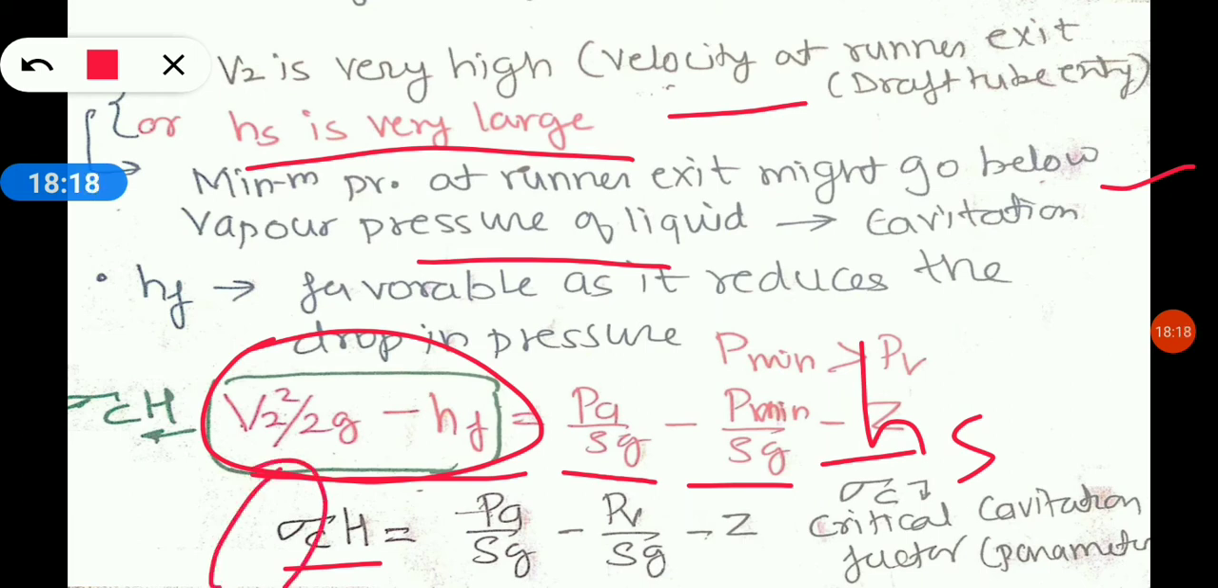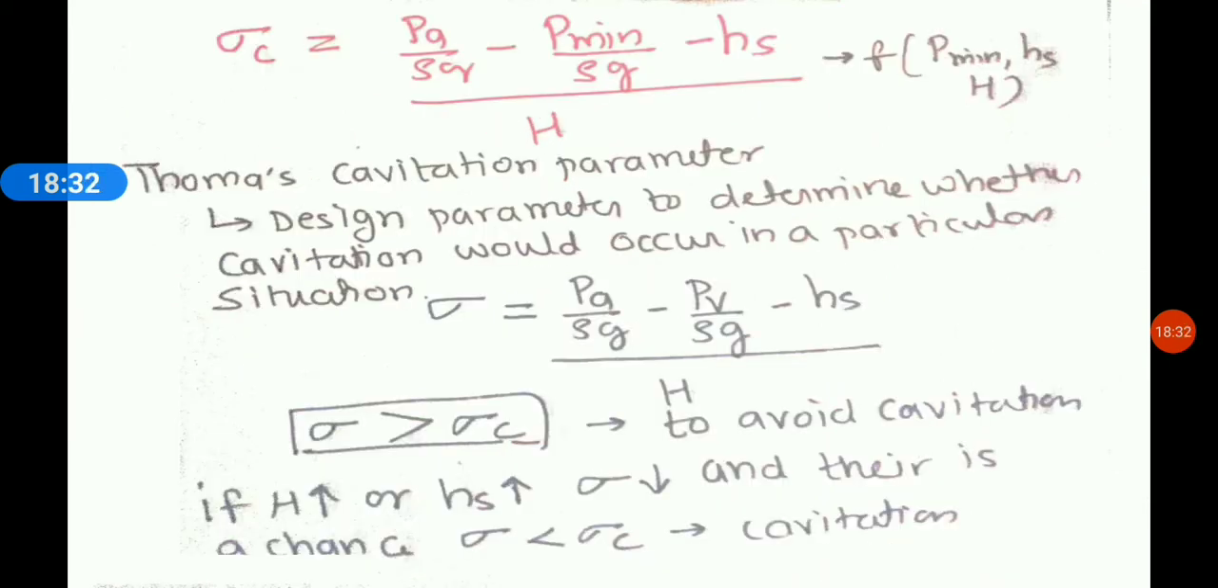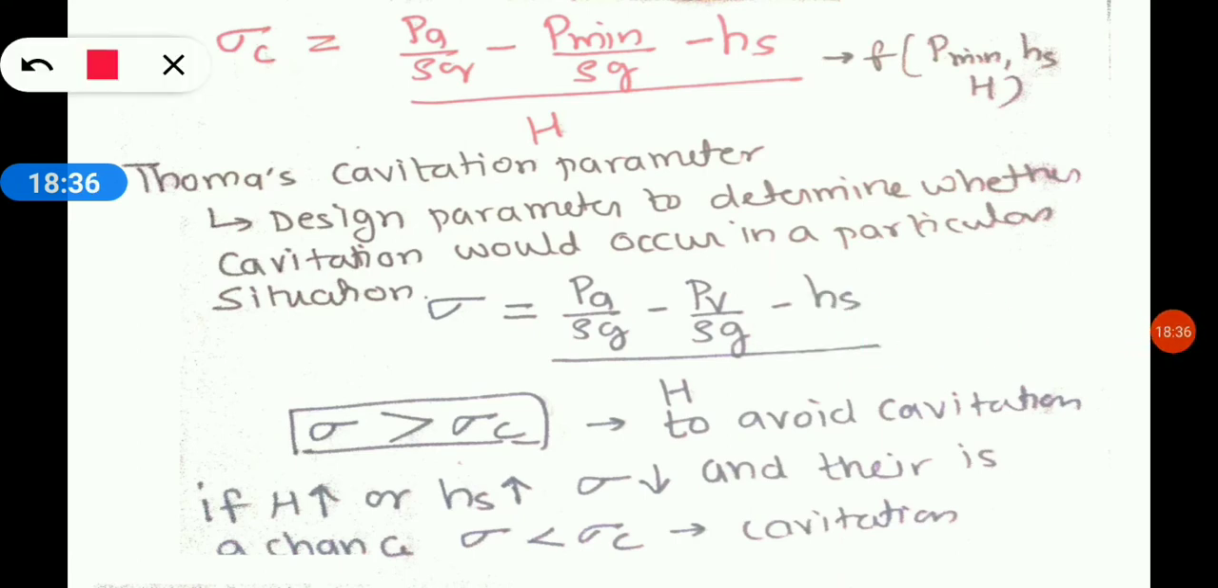What do you call sigma c? Critical cavitation factor. And this is your P minimum. So Pa by rho g, that is atmospheric pressure, minus P minimum by rho g minus hs. Fine, so that will give you the critical cavitation factor. Now this we know. Fine, you are putting H below.